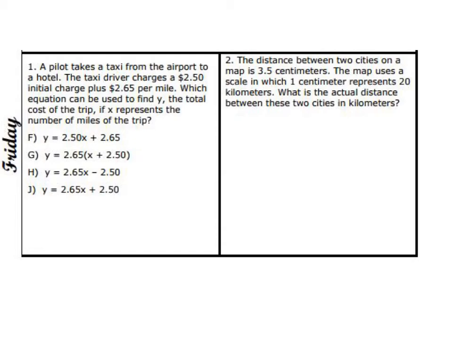A pilot takes a taxi from the airport to a hotel. The taxi driver charges a $2.50 initial charge plus $2.65 per mile. Which equation can be used to find y, the total cost of the trip, if x represents the number of miles of the trip? So we need to identify which one's the coefficient and which one is the initial amount. So who could tell me what the coefficient is?